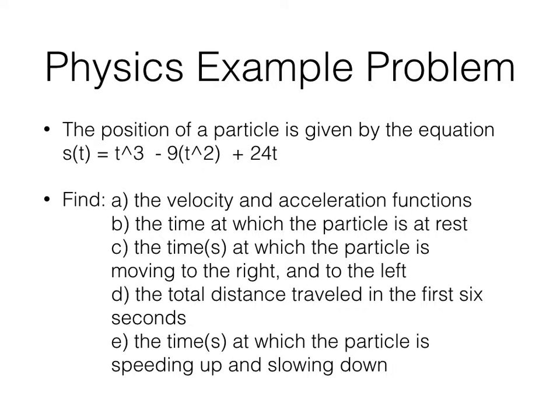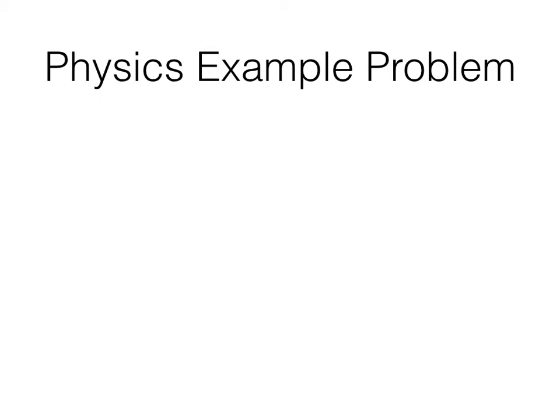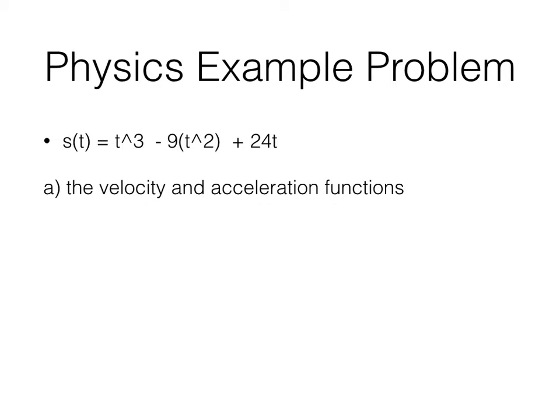So here's a physics example problem. The position of a particle is given by the equation s of t equals t cubed minus 9t squared plus 24t. So we're going to try to find a lot of things here. Let's jump right in. We're going to first find the velocity and acceleration functions.